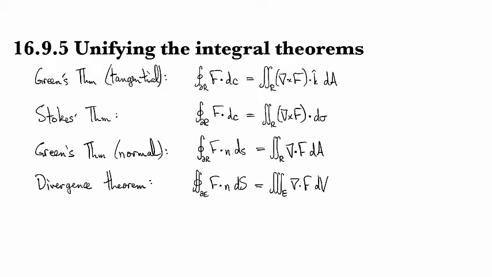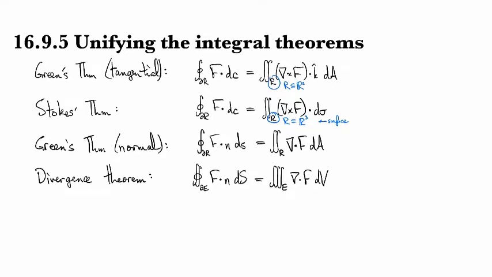Okay, now we're going to look at the commonalities between these integral theorems that we've been looking at. First off, we already talked somewhat about how Green's theorem and Stokes' theorem are basically the same thing. The only difference between these two is that in the first one, we're thinking of R as being a subset of the plane, and in the other one, we're thinking of R as being some two-dimensional subset of R3, in other words, a surface.